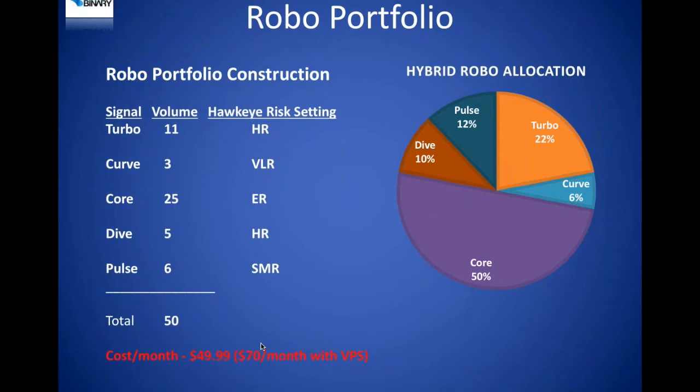I want to set the record straight here. No one here is asking you to subscribe to Human Traders. You can get 50 signals a month replicated in your binary.com account just from a smartly constructed Robo portfolio that defers the investment decision of actually entering the signal or choosing not to enter the signal to the Hawkeye Risk Engine, which works, as we've proven to you based on the data. All right, and that would only cost you $50 a month, plus of course the VPS, because you want an uninterrupted connection.